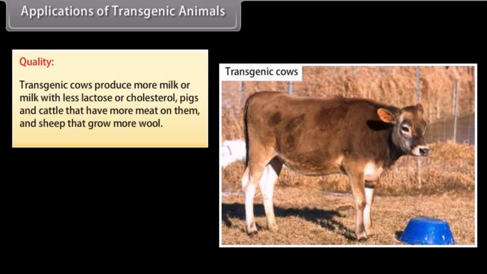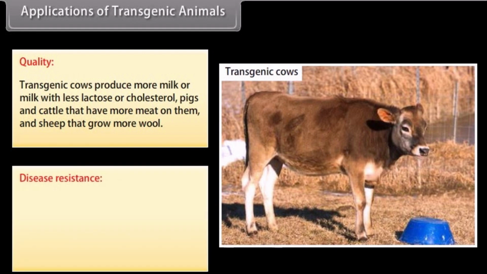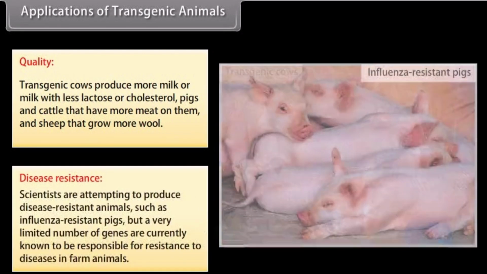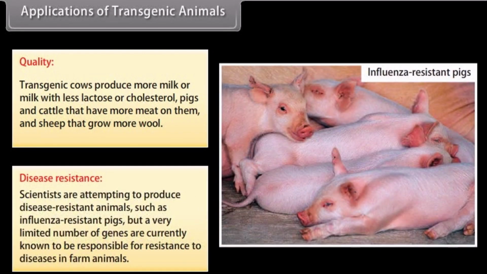Quality. Transgenic cows produce more milk, or milk with less lactose or cholesterol, pigs and cattle that have more meat on them, and sheep that grow more wool. Disease resistance. Scientists are attempting to produce disease-resistant animals, such as influenza-resistant pigs, but a very limited number of genes are currently known to be responsible for resistance to diseases in farm animals.